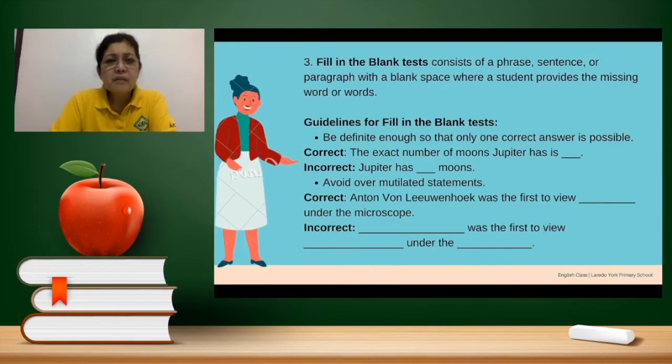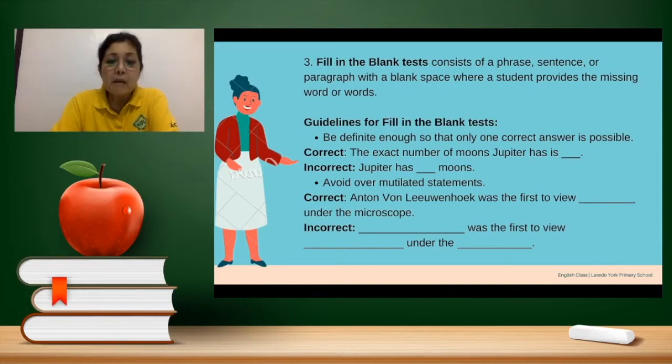What about the fill in the blanks? It consists of a phrase, sentence, or paragraph with a blank space where a student provides the missing word. First, be definite enough so that only one correct answer is possible. Let's say, the exact number of moons Jupiter has is blank, but then we say Jupiter has a blank moons. And also avoid over-mutilated statements. Correct one: Anton van Leeuwenhoek was the first to view the blank under the microscope.